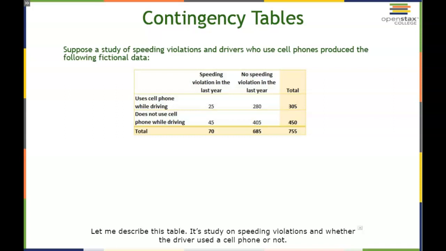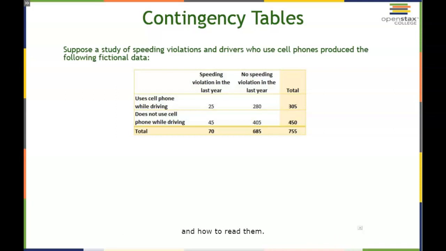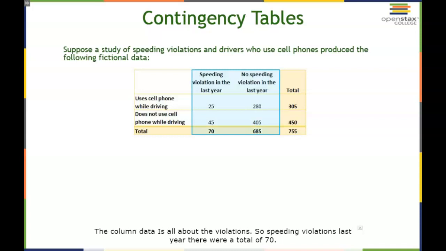Let me describe this table. It's a study on speeding violations and whether the driver used a cell phone or not. It's not true data, it's fictional data, but it will still be a good way of learning how to deal with contingency tables and how to read them. The column data is all about the violations. So speeding violations last year, there were a total of 70. 25 of those people used their cell phones, 45 people did not.